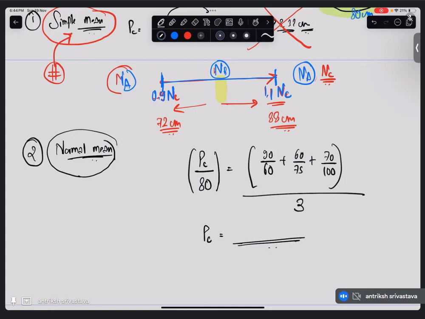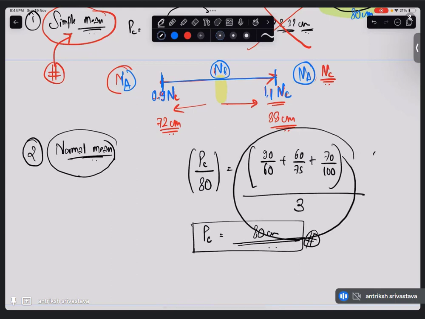Meanwhile, I will also solve. 80 centimeters, sir. Oh, so the answer itself is 80. Oh, that's what Pallavi was telling. Thanks, Pallavi. So PC is 80 centimeters because this turns out to be 1. I'm sorry, I thought you were telling me the annual average precipitation. I forgot the answer for this question. Okay, thank you. So the answer for this is 80 centimeters.